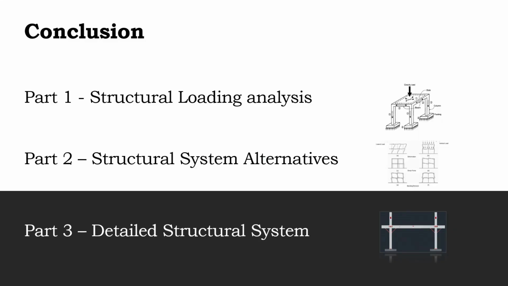Overall, we went through three parts of our design process. Determined the minimum loading required for the building to withstand, came up with two alternative structural systems to choose from, and ultimately went with the steel structural system. And then we used the minimum loading and chosen alternative to design our structural system.